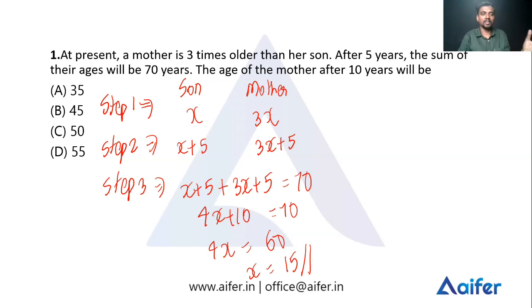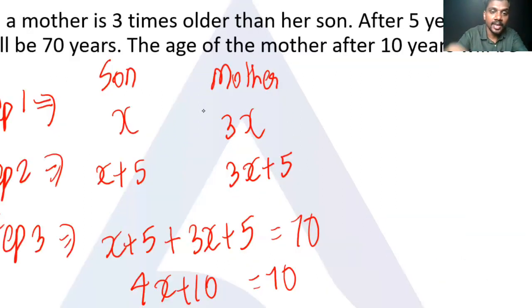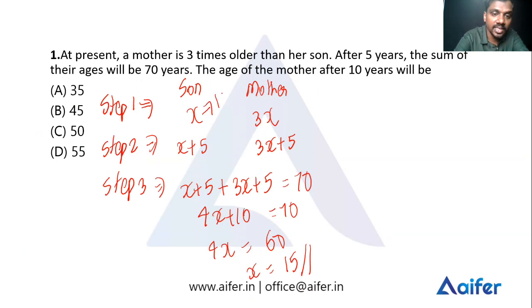Remember, the question is not complete. You can't see the option 15 in the given ABCD options. So X is 15, that's the age of the son. The age of the mother will be 3 into 15, that is equal to 45.